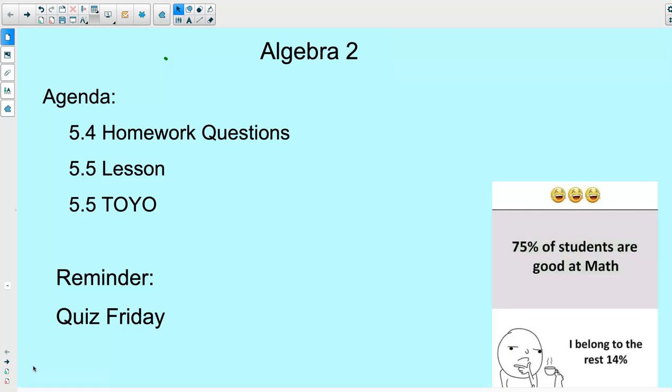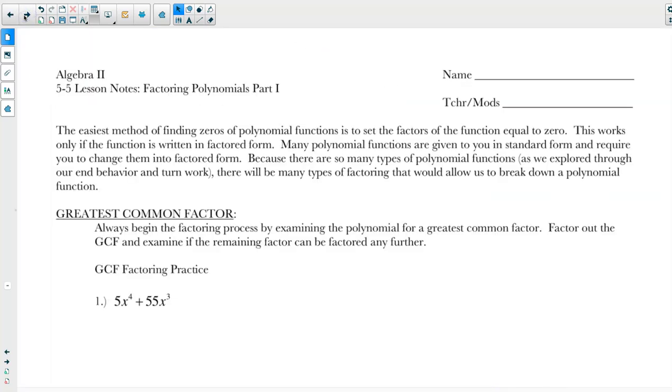All right. Then we will get started with the lesson. So 5-5 is the beginning of factoring. 5-5, 5-6, 5-7, and 5-8 are all factoring. We're teaching you some patterns to kind of speed things up, and then we're revisiting some things and expanding upon some things. But it's a lot of factoring.